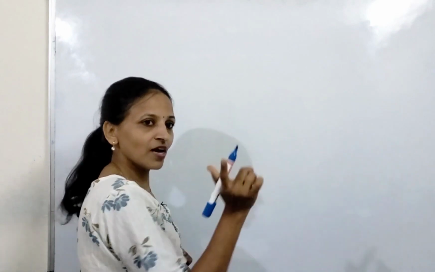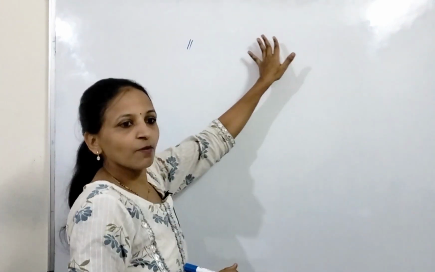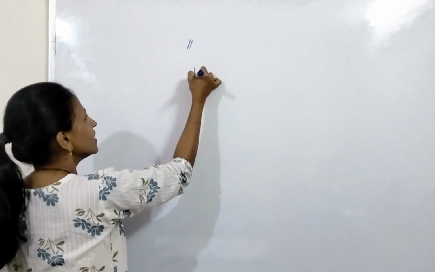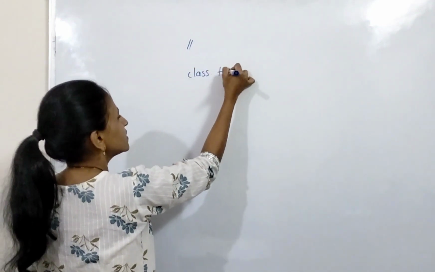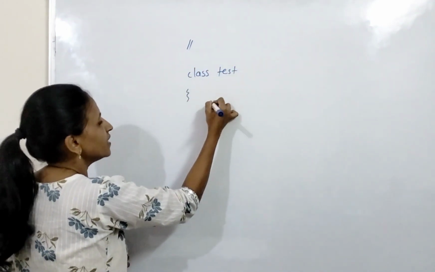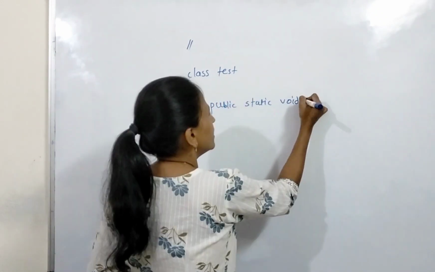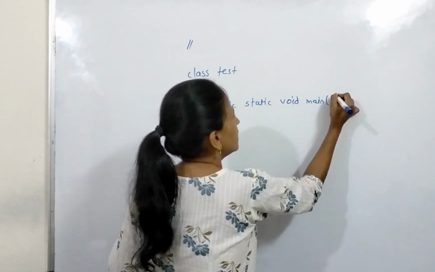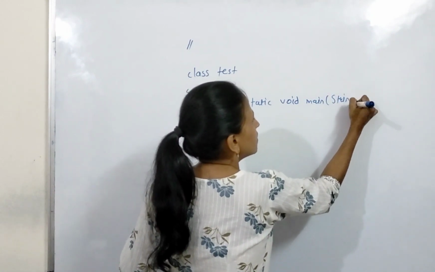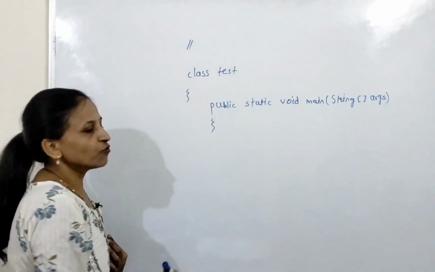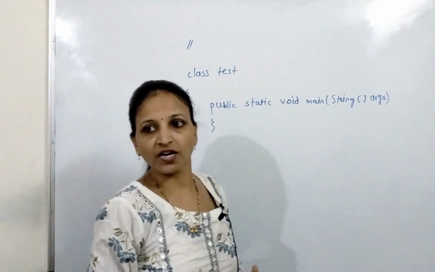Now see here, I am just explaining that program, the program to join two strings. First always write the class name, like class Test. Then public static void main, String args. You have to write the program in the proper way, then only you will get marks.